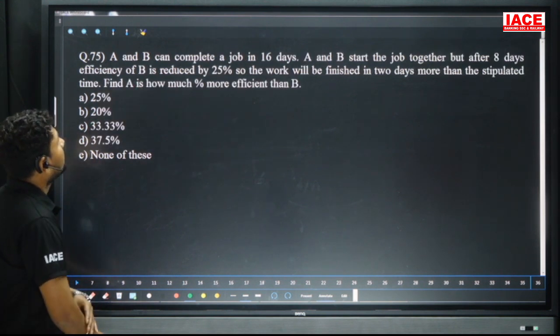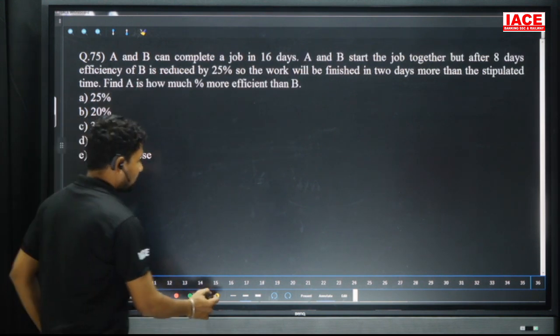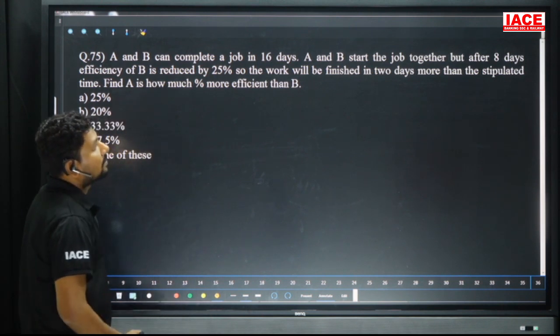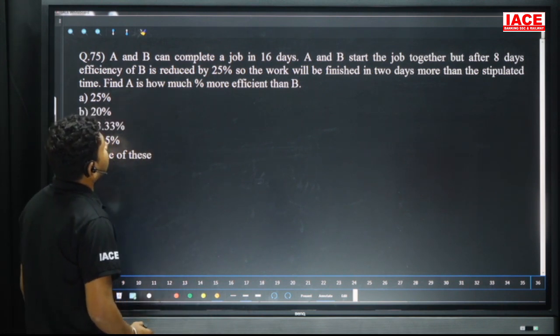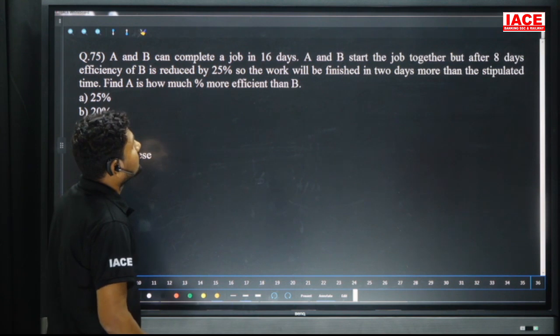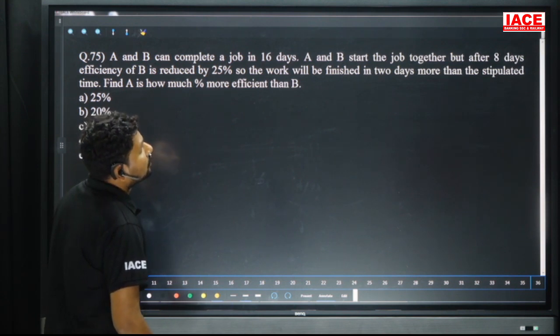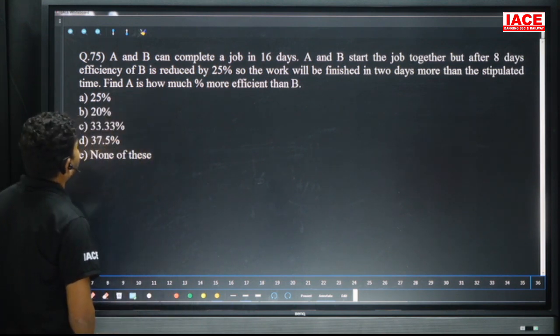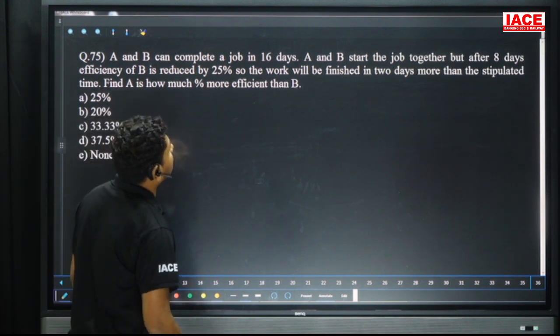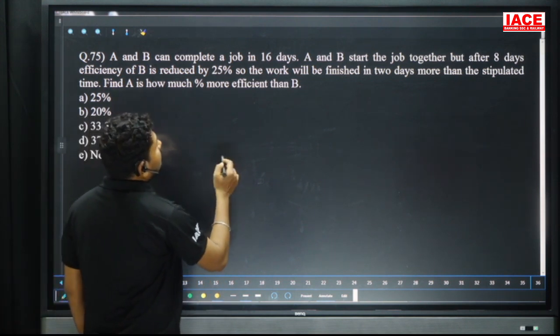Next, A and B can complete a job in 16 days. A and B start the job together, but after 8 days, the efficiency of B is reduced by 25%. So the work will be finished in 2 days more than the stipulated time. Find how much percentage more efficient A is than B. So what is the value you should consider?